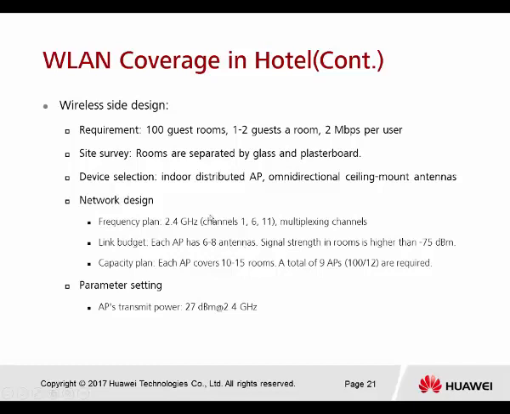So even if we're using the distributed AP, they can support a lot of antennas, but try not to connect too many. Okay, suggest using 6 to 8 antennas, because if you use too many antennas, it will weaken the coverage area and also the signal strength. So each AP covers 10 to 15 rooms. A total of 9 APs are required. So this is the transmit power, 24 dBm for the 2.4 GHz.